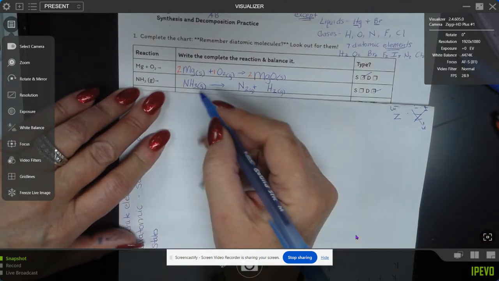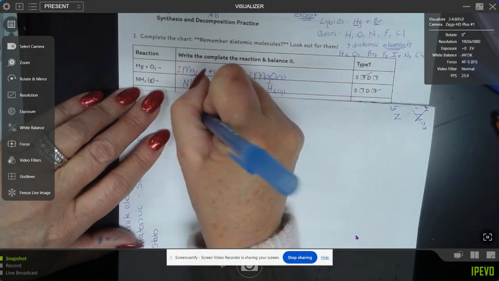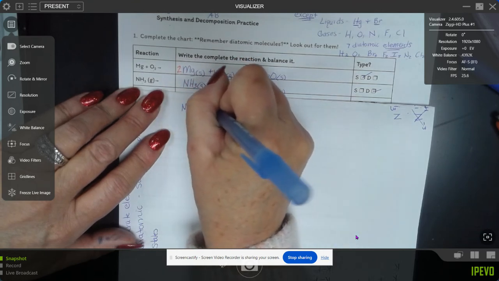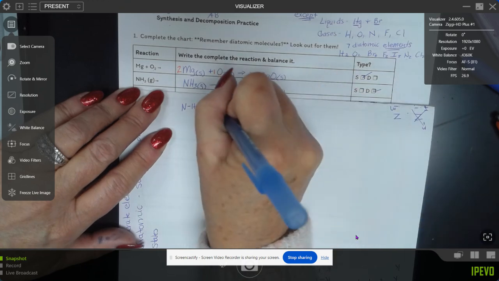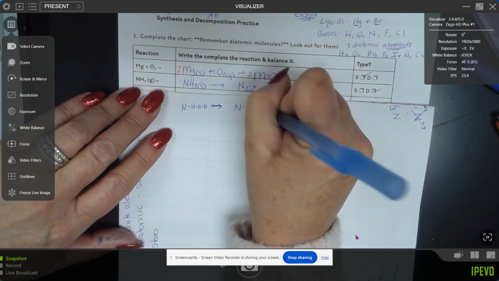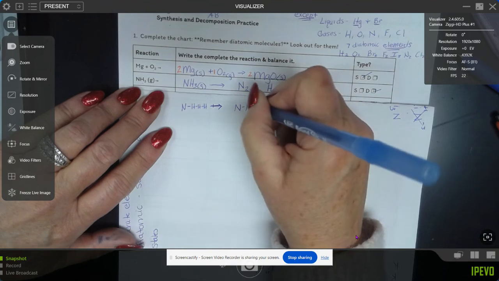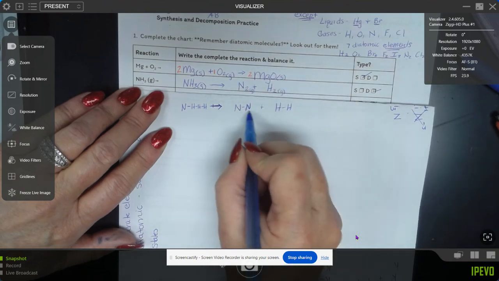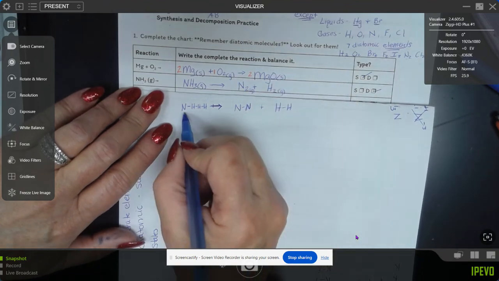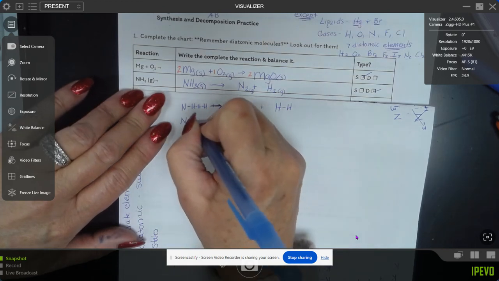So I'm gonna do the same thing. I have N, H, H, H reacts to give me NN plus HH. Okay, so let's see. If I look, I've got 2 nitrogen here and only 1 nitrogen over here. So I'm going to go 1. I've got to add this whole thing.